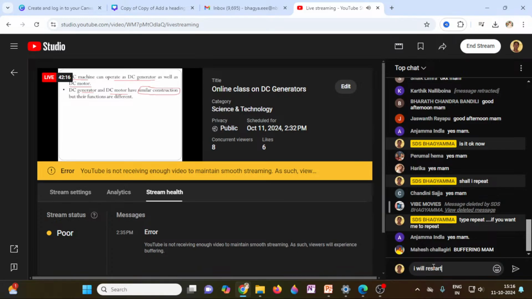But their function is different. What is the function of a generator? Repeat the concept. A generator converts mechanical energy to electrical energy. A motor converts electrical energy to mechanical energy. That is the function. The function is different, but the construction is the same.